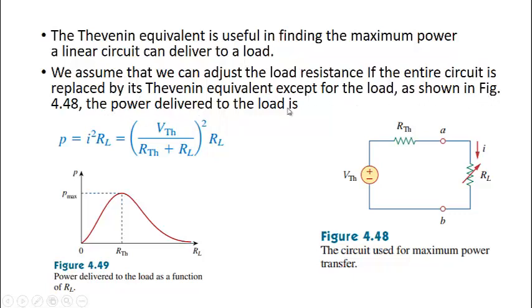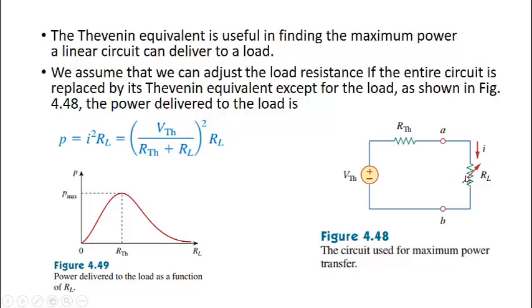The power delivered to the load is given by P is equal to I square R, where I is the current flowing through this circuit. That is equal to VTH divided by RTH plus RL, because this will be the current. Square it and multiply by RL. When you change the load resistance from 0 to infinity, when RL is equal to 0, this power comes out to be equal to 0.